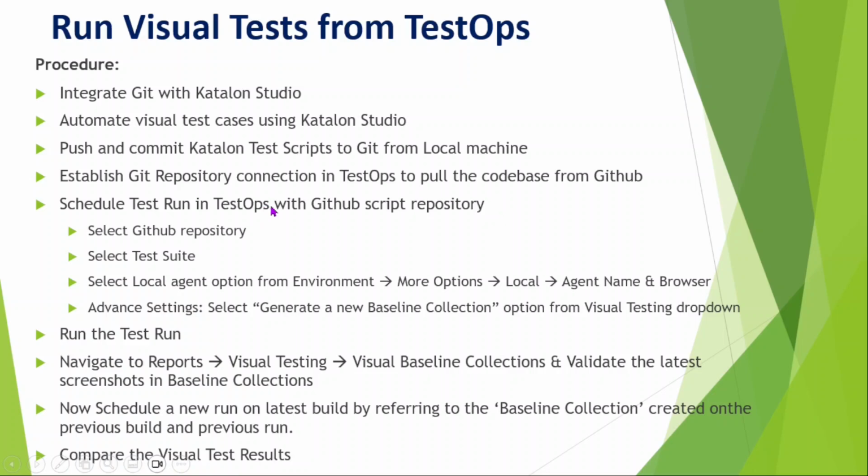schedule test run in TestOps with the GitHub script repository. Select the GitHub repository, select the test suite, select the local agent option from environment, and then generate a new baseline collection. Now let us go to TestOps and see how we can execute the latest script in TestOps, and then how we can perform visual testing.